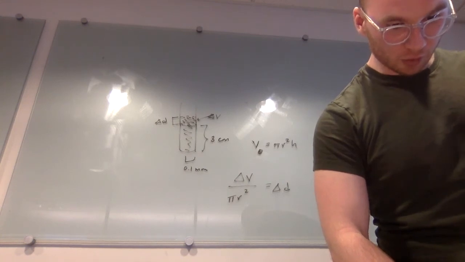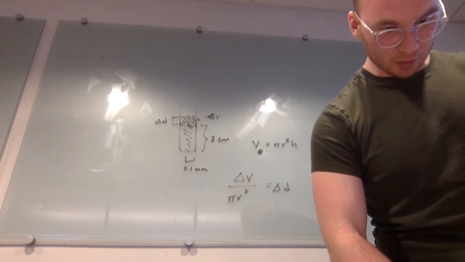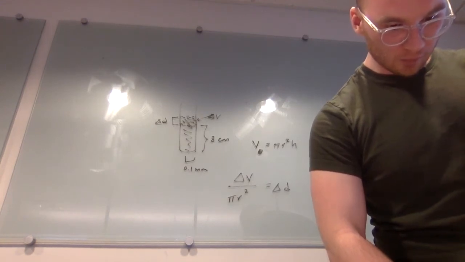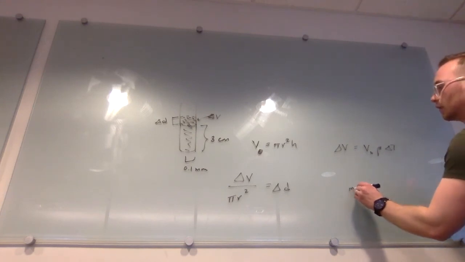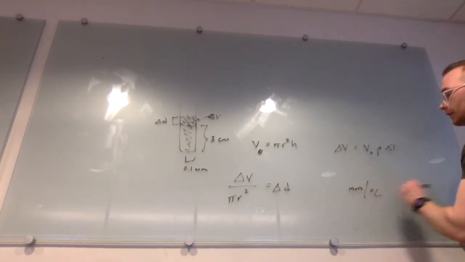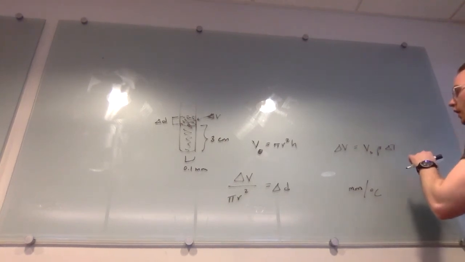How much would the mercury column move in millimeters per degree Celsius, given the mercury has a volume expansion? You could use 1 degree Celsius, because they want your answer in millimeters per degree Celsius. So this means per 1 degree. Yeah. So change in delta T.